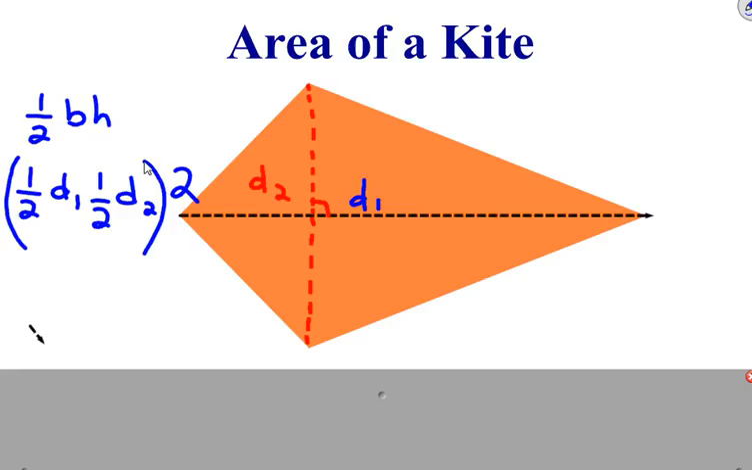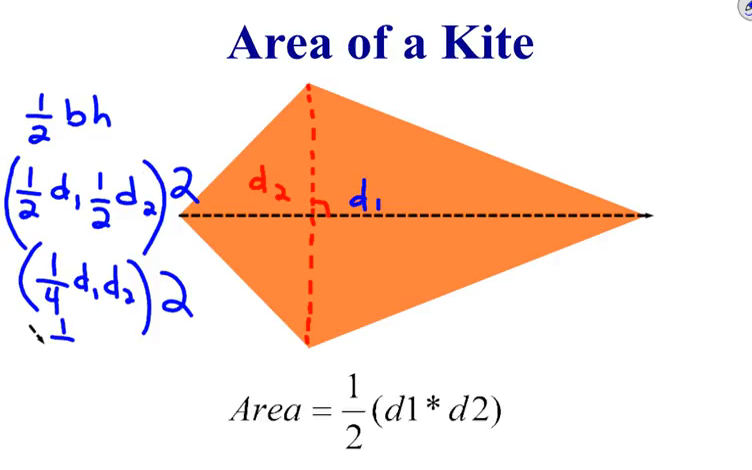Now we just do a little bit of algebra. 1/2 times 1/2 is 1/4 diagonal 1 times diagonal 2. But then we have to multiply it by 2. 1/4 times 2 is 1/2. So we get 1/2 diagonal 1 times diagonal 2. So as long as you know the lengths of those diagonals, you can calculate the area of the kite.